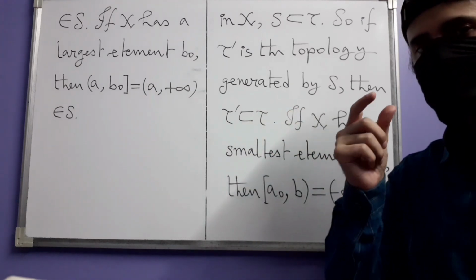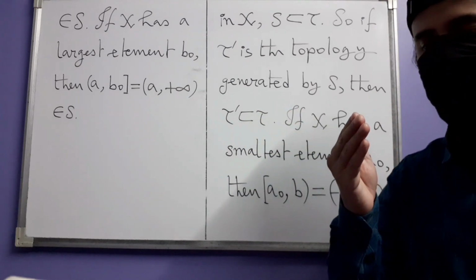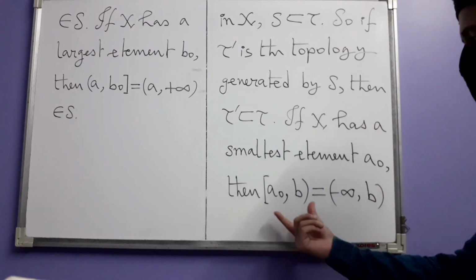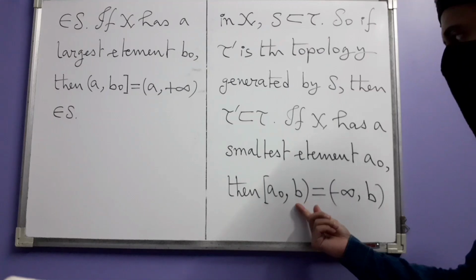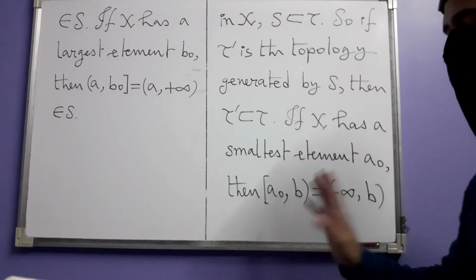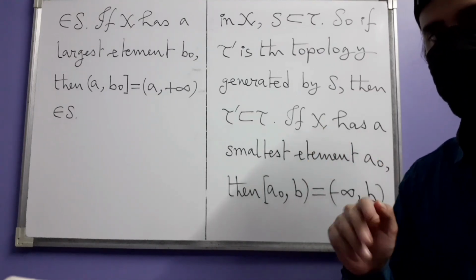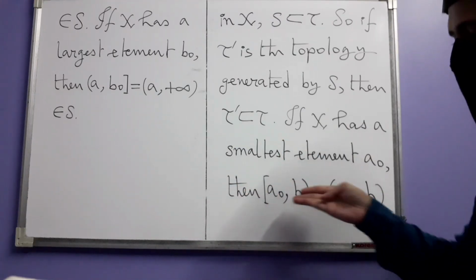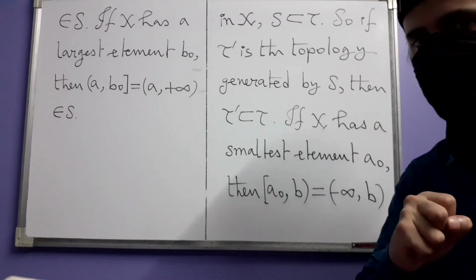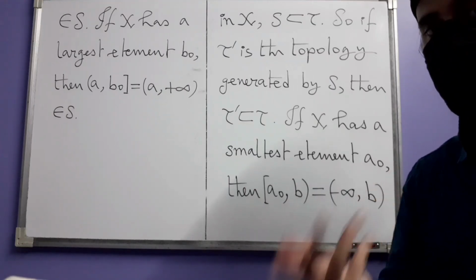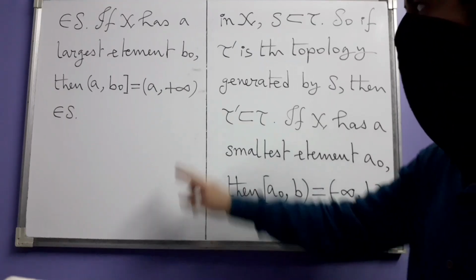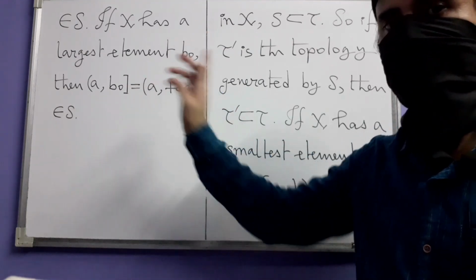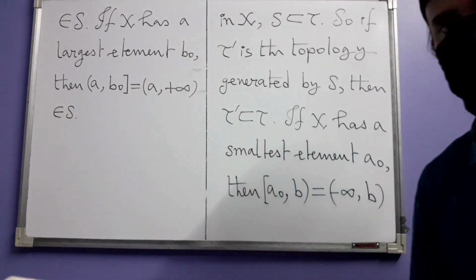They are ordinary open intervals of the form (a, b), or half open intervals of this form [a naught, b) if X has the smallest element a naught. This type of interval is also going to be considered. So I should rather say, and also intervals of this type (a, b naught] if X has a largest element b naught.